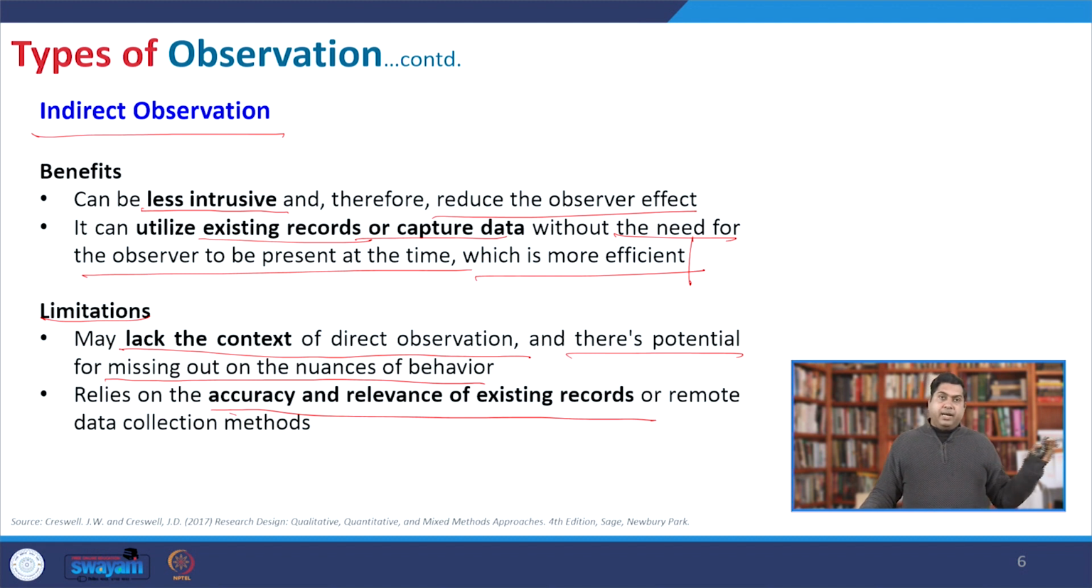So obviously direct observation will have certain benefits, but that may influence the subjects, whereas with indirect observation there will be a reduction in the influence of the observer on subjects, but there is a high potential to miss out certain behavioral aspects.